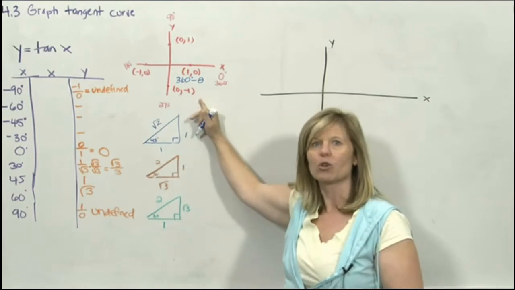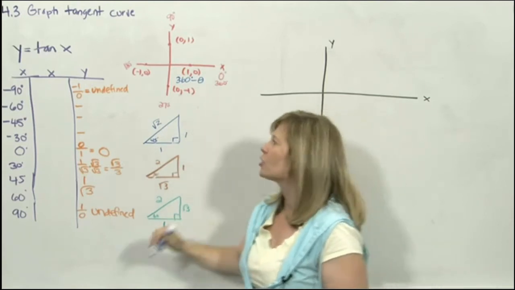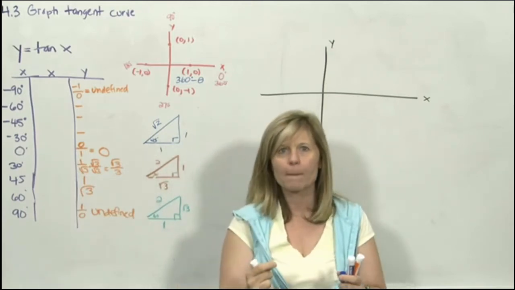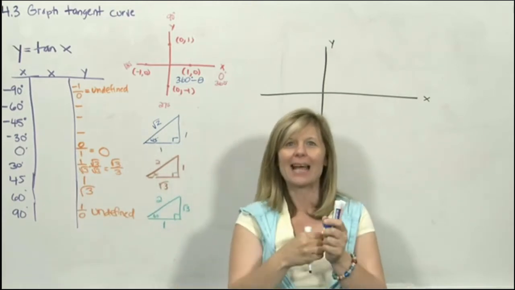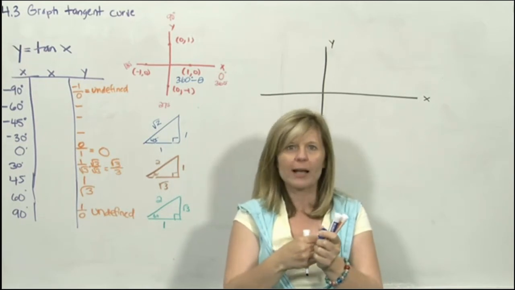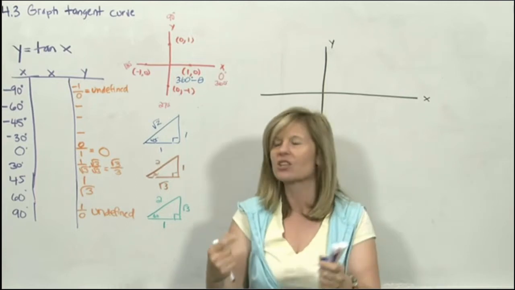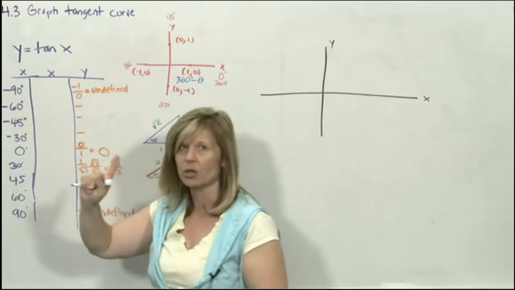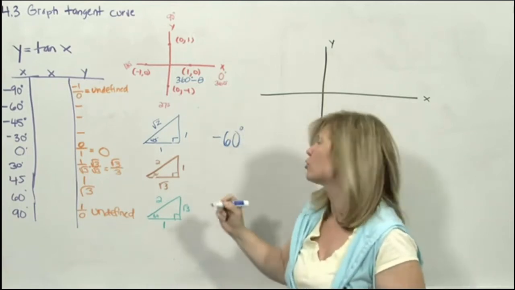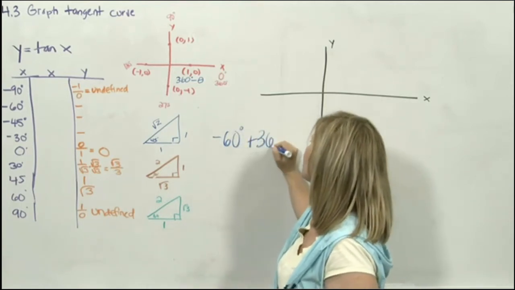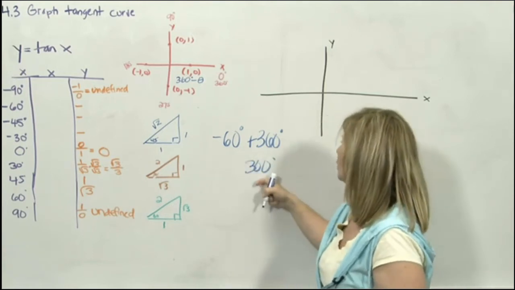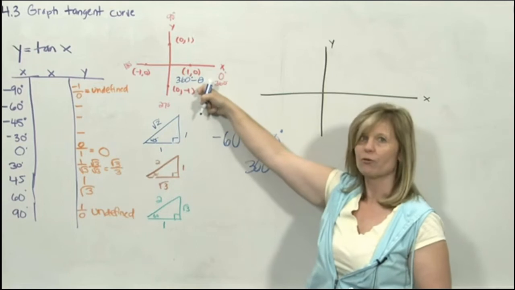But to use that rule, your angles have to be positive. So how do you make a negative angle positive? What do you call angles that land in the same spot? Coterminal. How do you form coterminal angles? You add and subtract 360. So let's just take negative 60 degrees. If I find its coterminal angle, if I add 360 to that, I get 300. Do you agree 300 degrees is still in quadrant 4?